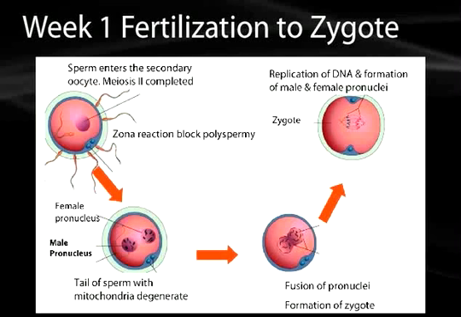In the third stage, the fusion of the pronuclei will then be responsible for the formation of the zygote. And then finally, they'll start to replicate their DNA by fusing together, and it's the female genotype that's activated first for these first cell divisions that will occur.